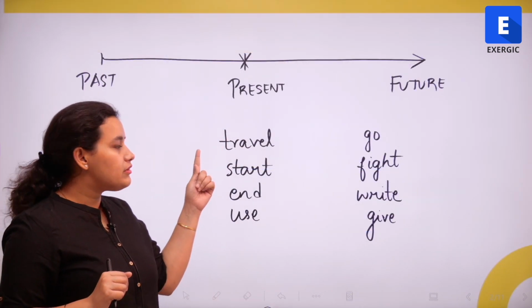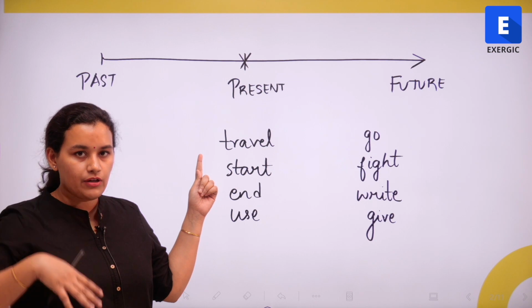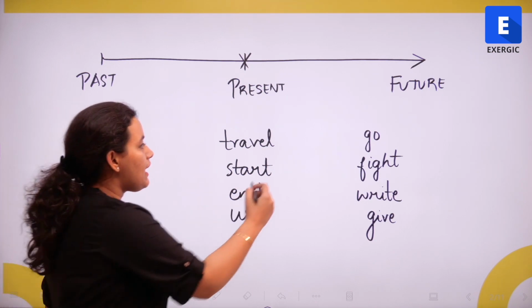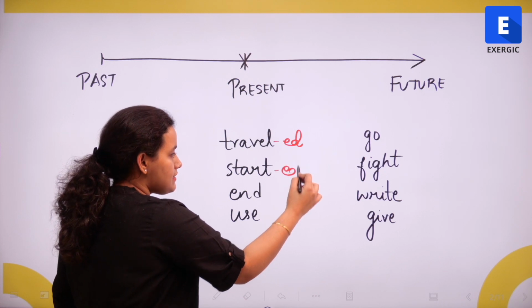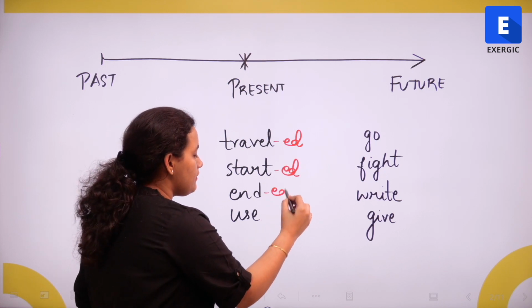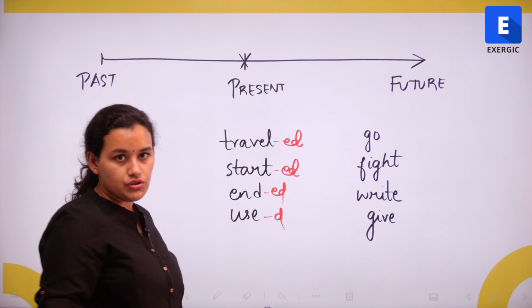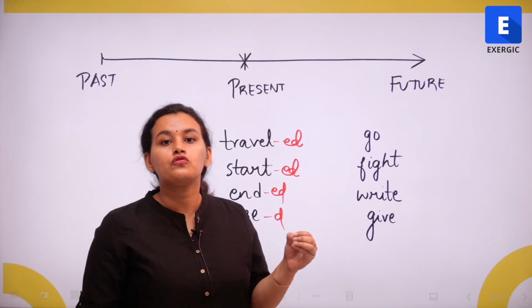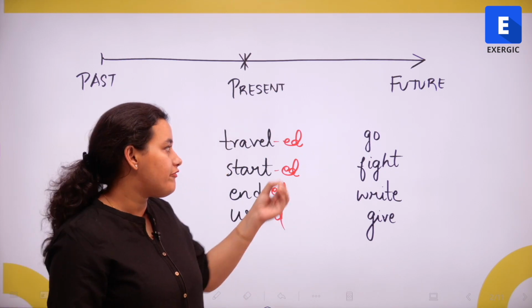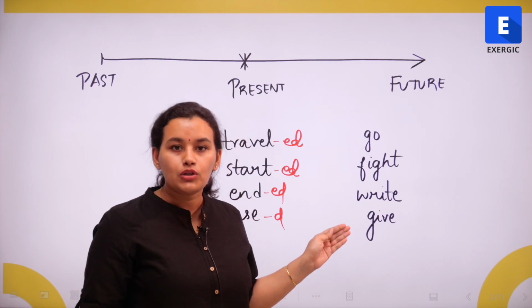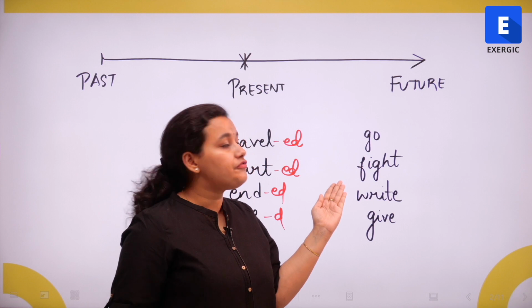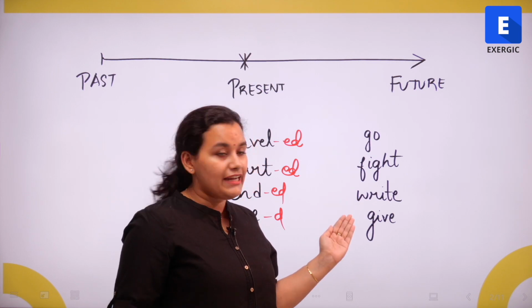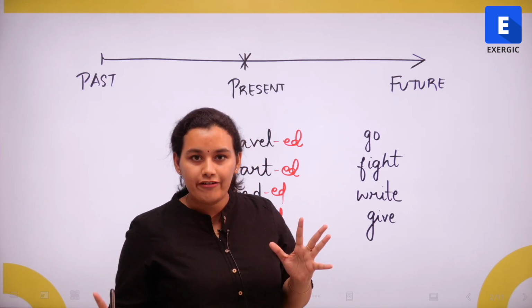So we have the verb travel. If I want to go for the past tense, I'll just add an ed in the end. Similarly, start, started. End, ended. Use, used. However, that is not true for all verbs. So you do have verbs where you need to know the past tense of it. For instance, go, the past tense is went. For fight, it's fought. For write, it's wrote. For give, it's gave. Right?